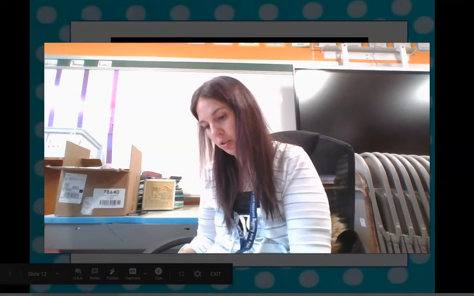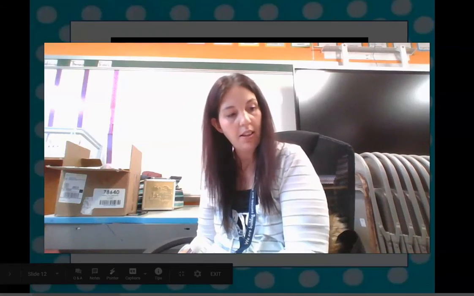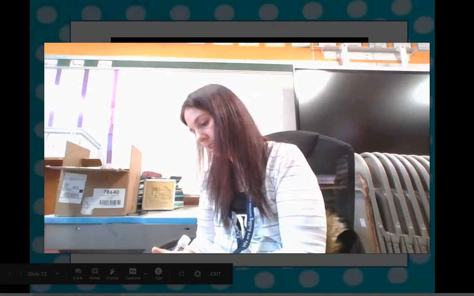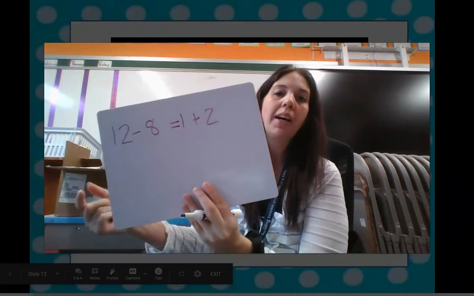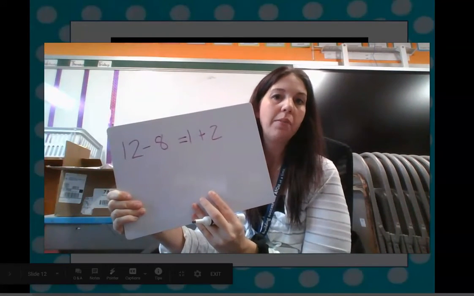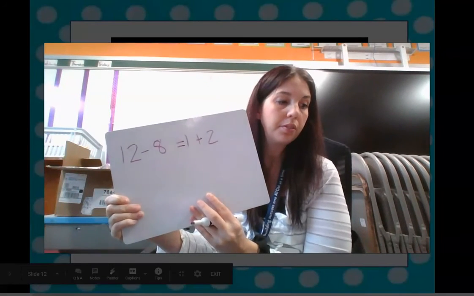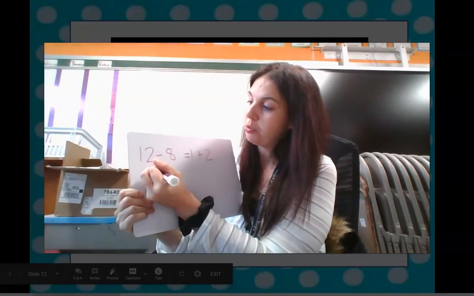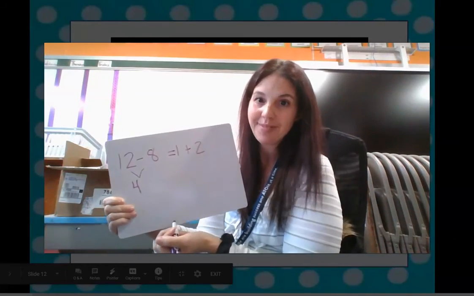Let's look at 12 minus 8 and 1 plus 2. This problem. What's 12 minus 8? You can count backwards or you could count up if you don't know. So 12 minus 8 equals 4. Is that what you got? Okay, good.